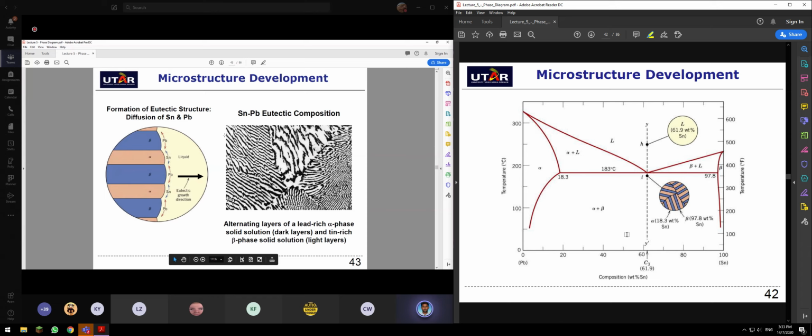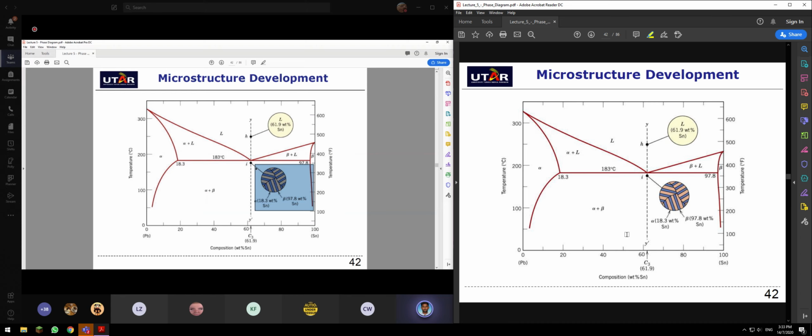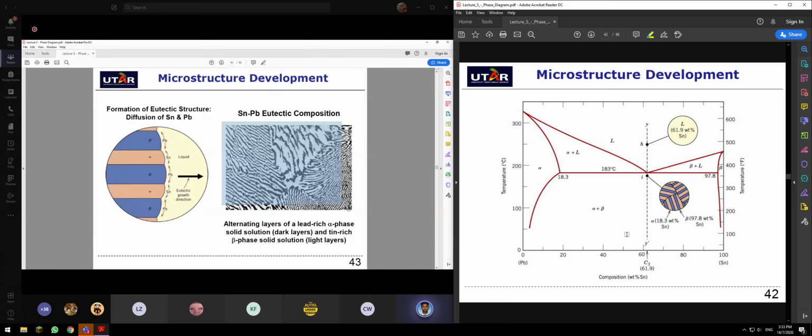So that is the reason why. You have lead and tin overlapping each other, forming eutectic structures. This is the eutectic point, eutectic structure, and if you look under a microscope, it looks perfectly crystal. Alternating layers of lead-rich alpha phase, solid solution dark layers, and tin-rich beta phase, solid solution light layers. Very interesting, actually, if you look at the phase diagram.